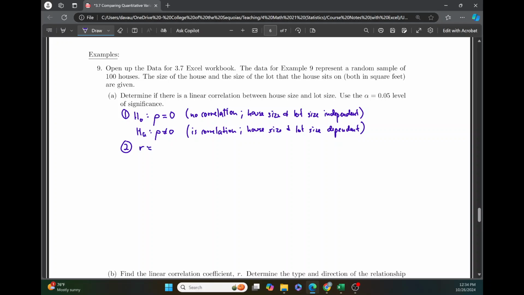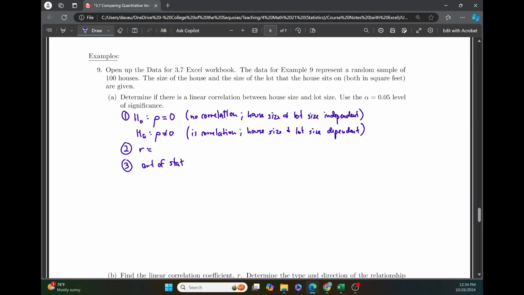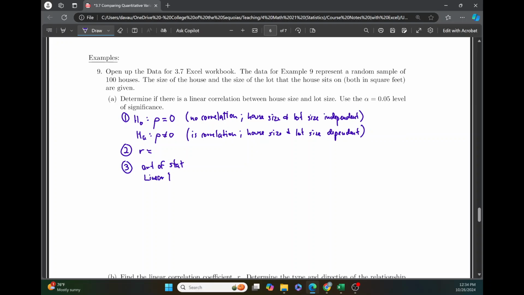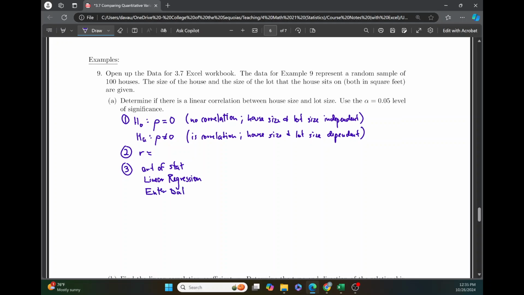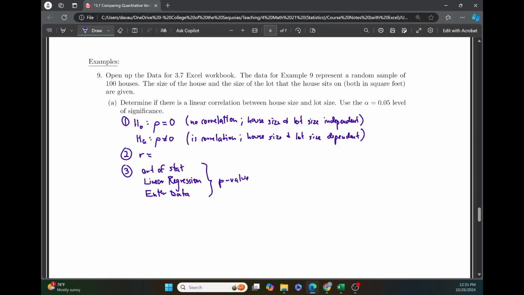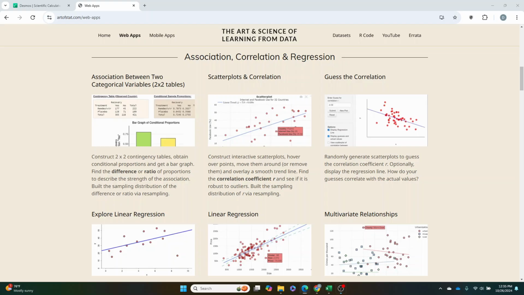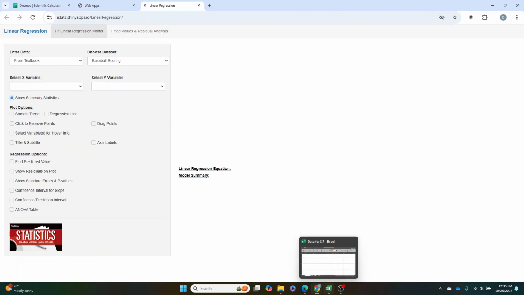We're going to use Art of Stat to do that. And while we're there, we'll get the p-value. So we're going to go to Art of Stat, run a linear regression, and enter the data, of course. And we'll see what p-value we get. So let's head over. First of all, I need to grab the data. Actually, let's open up the linear regression app. And let me grab the data.